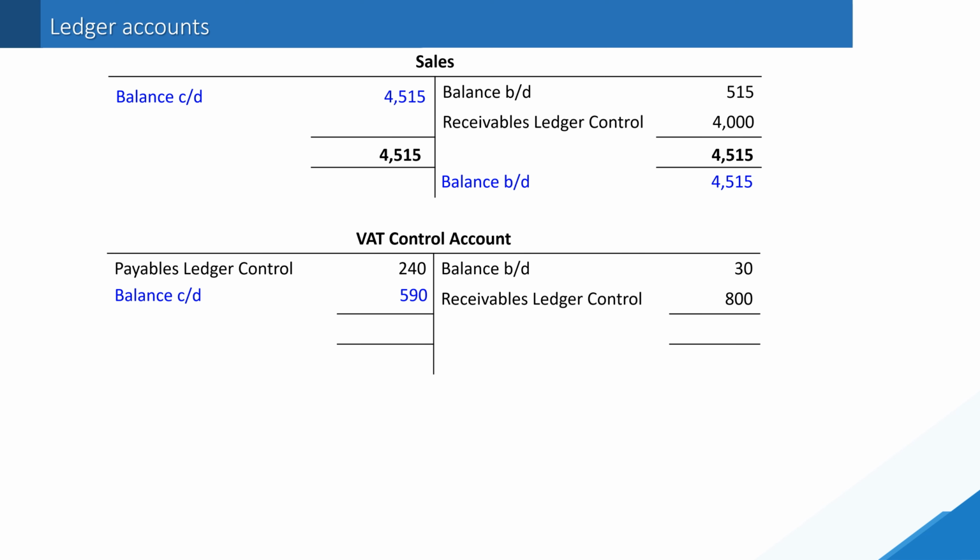Two totals which should agree, and then a balance brought down at the start of the next period of £590, remembering the balance brought down is always on the opposite side of the account to the balance carried down. This balance brought down of £590 shows that the business has a liability to HMRC for this amount.